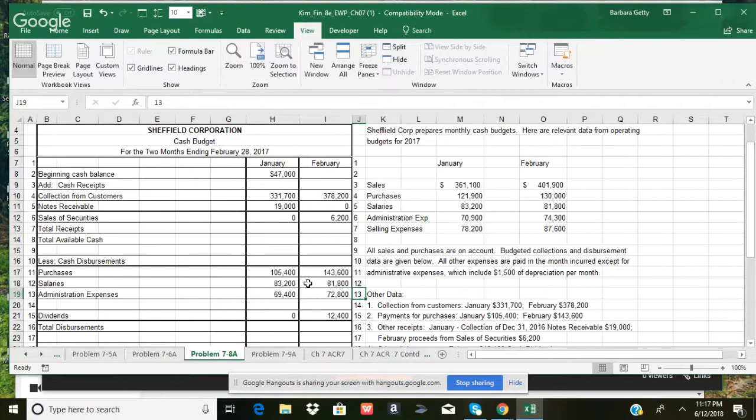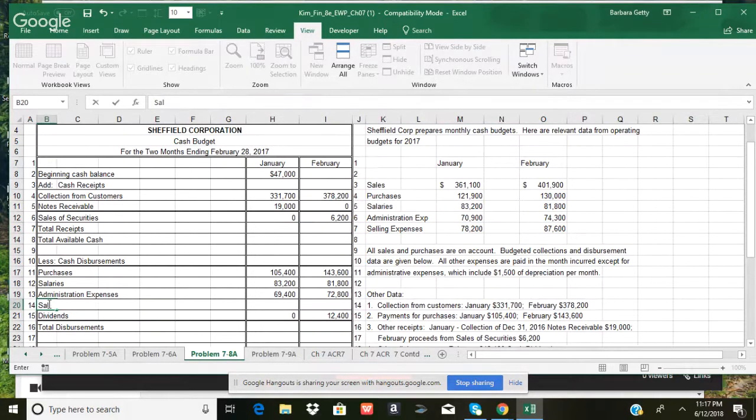72,800. So as I said, up here it tells us administration expense includes the 15,000 of depreciation. Because depreciation is a non-cash expense, we have to subtract it from these amounts up here. So that's what we did here. Our last one here is selling expense. And so we're going to add that down here.